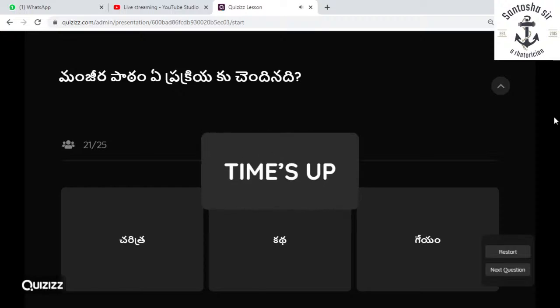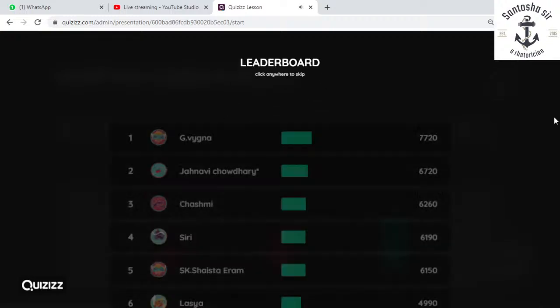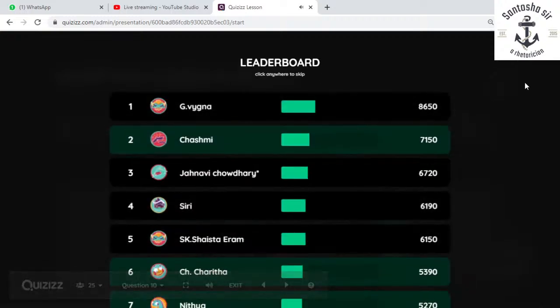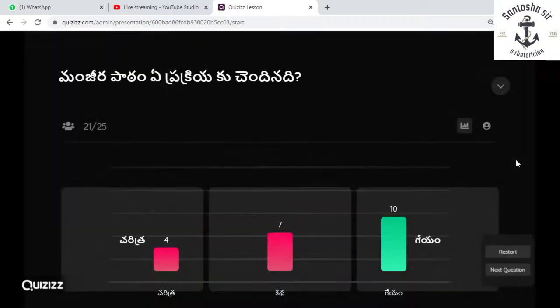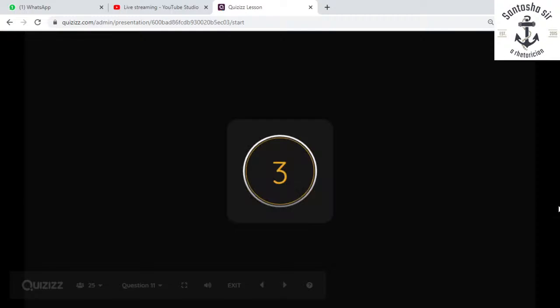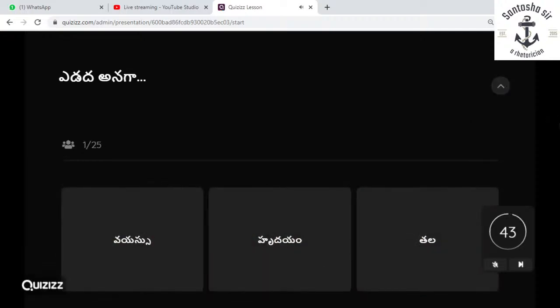There ends the time. 21 members answered out of 25 participants. And the leaderboard scores Vaignya on the top, followed by Cheshni, Jahnavi Chaudhary, Siri. 10 members answered this question correctly. So let's move on to the next question. Question number 11 on your screens now. Edada anaganemi. Edada. What is the meaning of the word Edada?